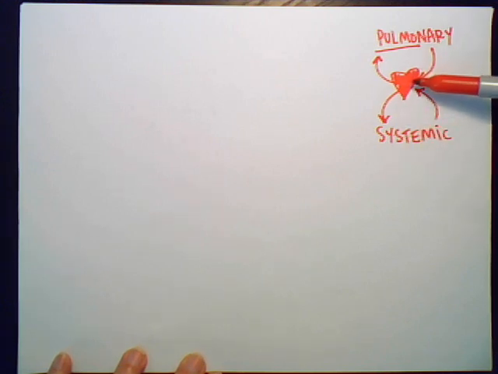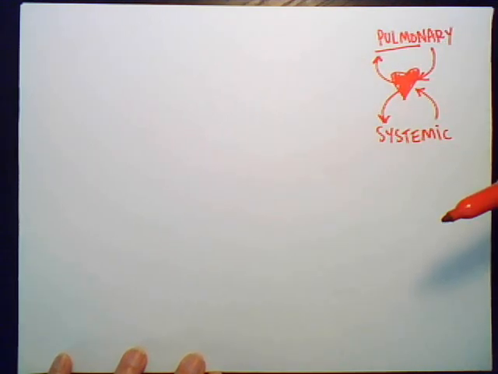When the blood comes back to the heart deoxygenated, it'll then get routed back through the lungs to pick up more oxygen. So basically, if we're talking about the systemic circuit, we're talking about delivering blood to any part of the body that is not the lungs, and the pulmonary specifically to the lungs.